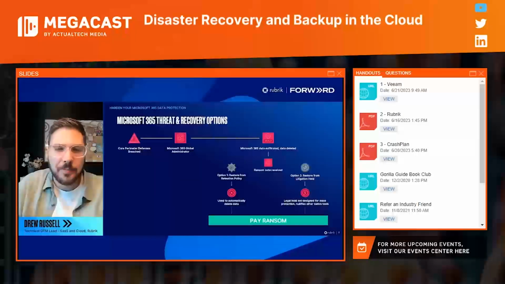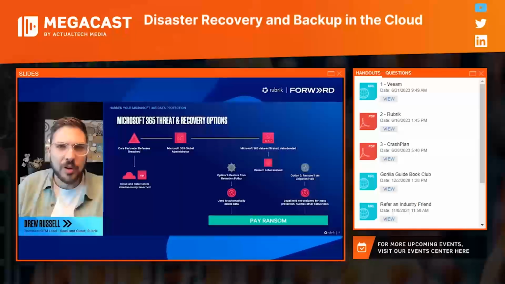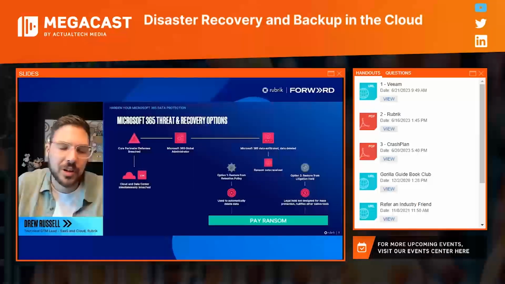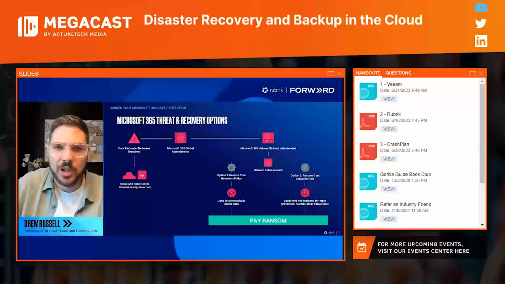Also really important, before we move on to that aspect, to highlight that it's not just your 365 environment being compromised. It's the rest of your cloud environment, the rest of your data center workloads, all simultaneously being breached as part of the attack.